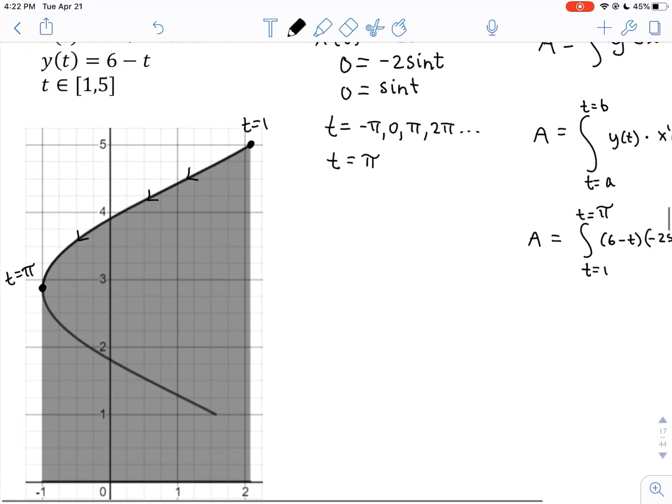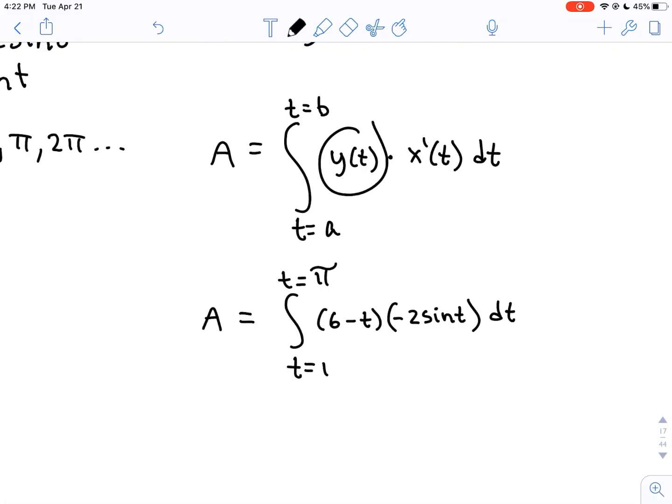If your curve is above the x-axis, the y here is just going to be y, because y is positive, you don't need to absolute value it. But the x prime is the trickier part. Is the curve being drawn right to left or left to right? If it's being drawn left to right, then x prime is positive, and you should get a positive answer out of this. But if the curve is being drawn right to left, then x prime is going to be a negative expression, and you want to negate that.